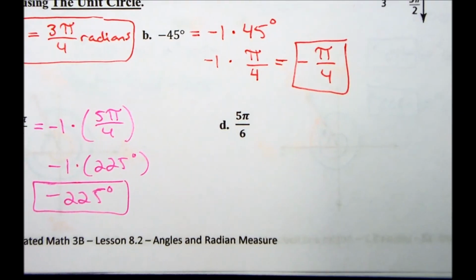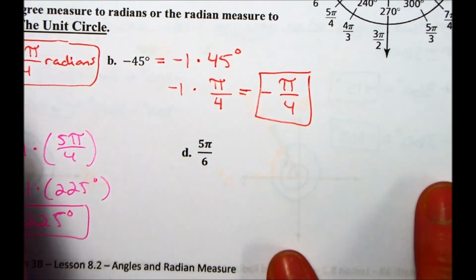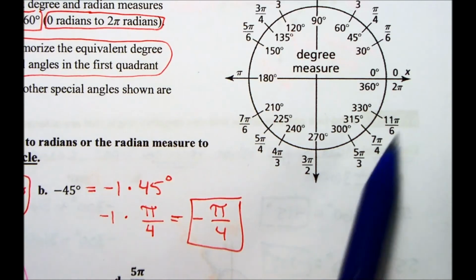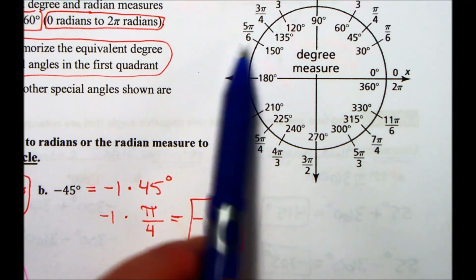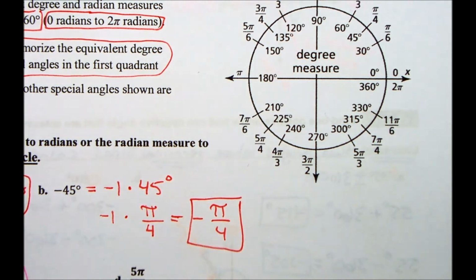And the last one here, we've got 5 pi over 6. So again, it's positive, so we don't have to worry about changing it to negative, but we're going to look on our unit circle for 5 pi over 6. Here it is. So 5 pi over 6 radians is equal to 150 degrees.